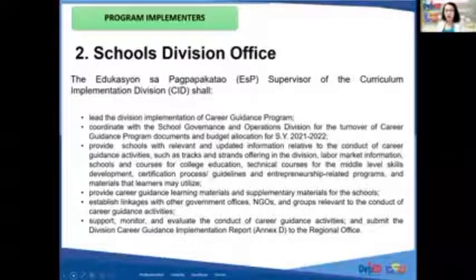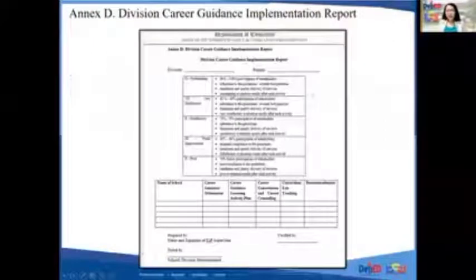And then support, monitor, and evaluate the conduct of career guidance activities and submit the Division Career Guidance Implementation Report, Annex D, to the regional office. Okay, so this is how Annex D looks like. Ayan, the Division Career Guidance Implementation Report. So you can see there, Division Career Guidance Implementation Report. You can include there the name of your division and then the region.